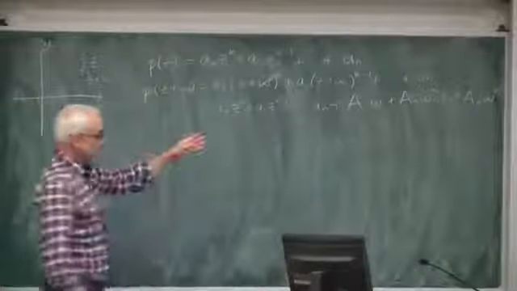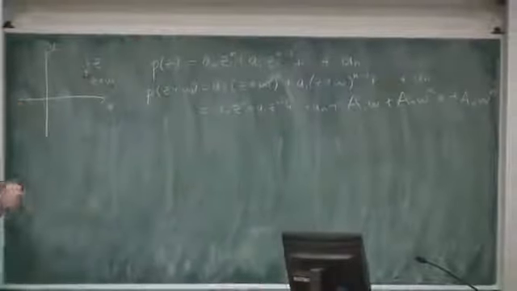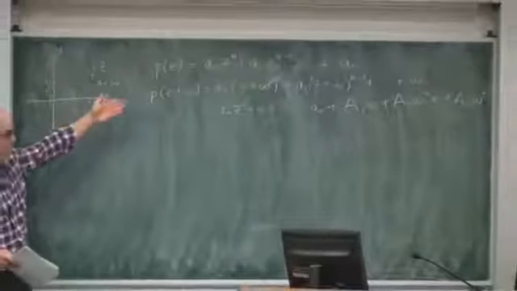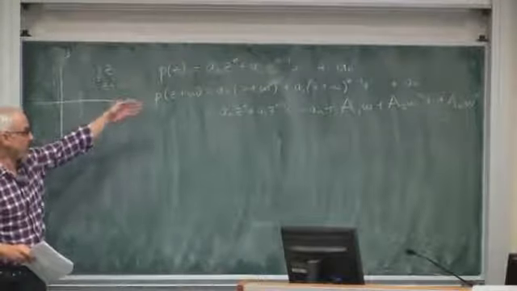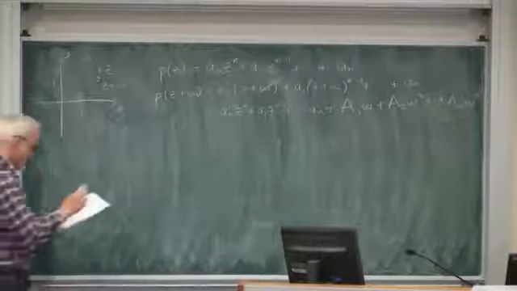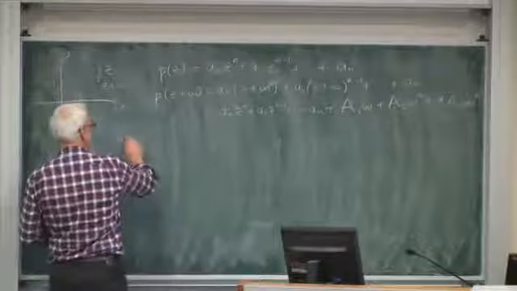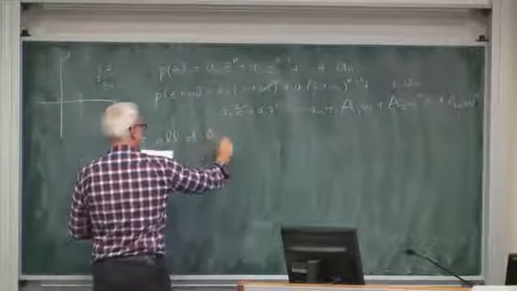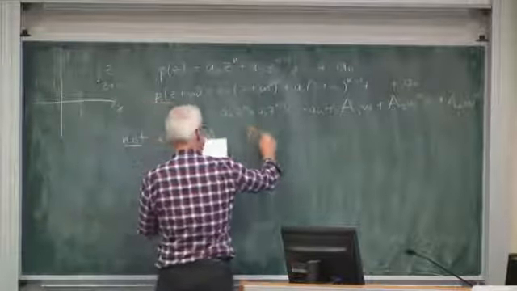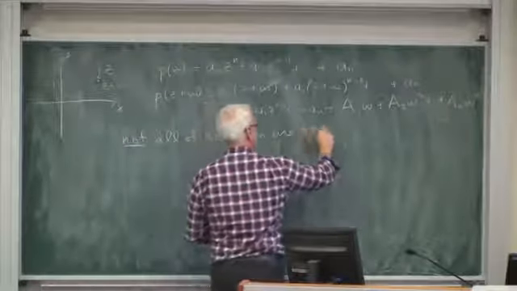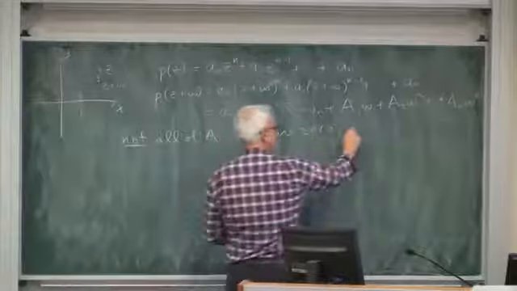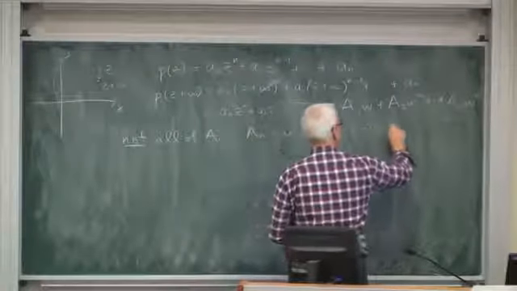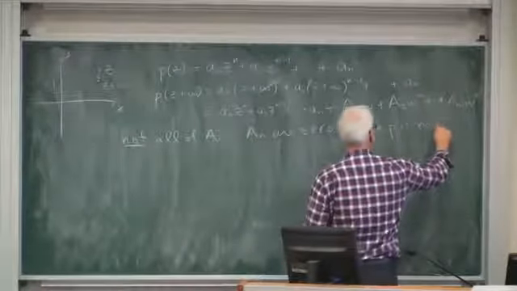So these capital A1, A2 up to An are some expressions involving the a's and the z. And what we do know is that not all of the terms capital A1 up to An are 0, since we're assuming p is non-constant.